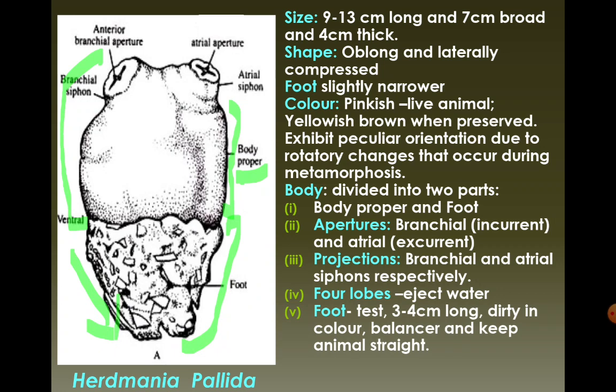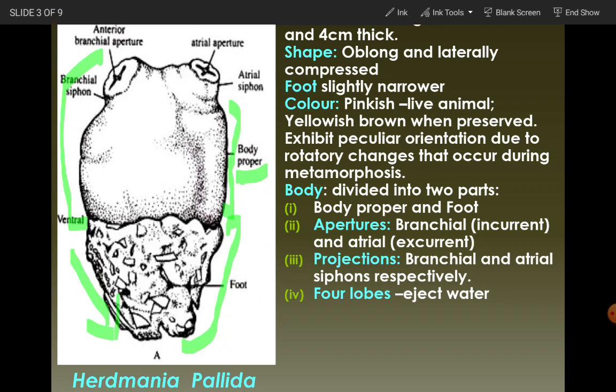The anterior region is towards the branchial aperture, and the posterior region would be here. This will be the dorsal region, towards where the atrial aperture is seen, and this is the ventral region. This different orientation occurs because the larva, once it gets attached to the substratum, undergoes a turn by 180 degrees, thereby resulting in this unique orientation.